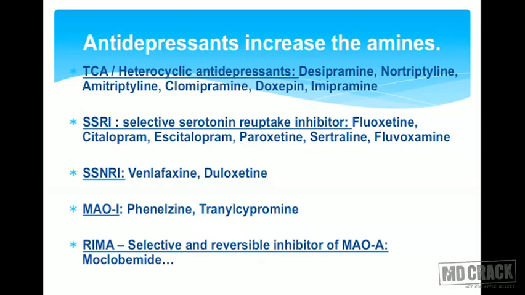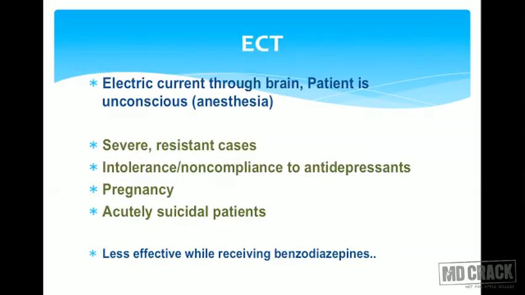The next group is selective serotonin and norepinephrine reuptake inhibitors, namely venlafaxine and duloxetine. The next group is non-selective MAO inhibitors, monoamine oxidase inhibitors, like phenelzine and tranylcypromine. And lastly, a newer agent is a selective and reversible inhibitor of MAO-A, monoamine oxidase A, and the name of the drug is moclobemide. So these are various antidepressant drugs used for management.